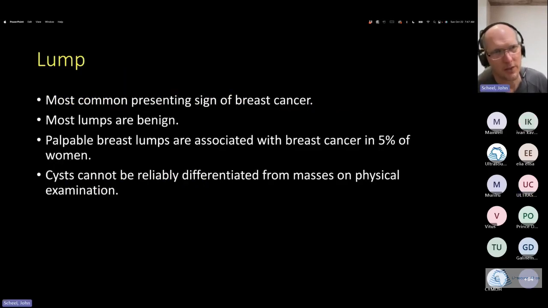Okay, moving on to lumps. This is the most common presenting sign of breast cancer. However, most lumps are benign and don't need to actually worry the patient. However, palpable breast lumps are associated with breast cancer in 5% of women, so you can't just ignore them, even if they look like fibroadenomas. Cysts cannot reliably be differentiated from masses on physical exam, and so if on physical exam a provider feels a mass, they should send them for ultrasound and let the ultrasound decide whether or not they're cysts or masses.